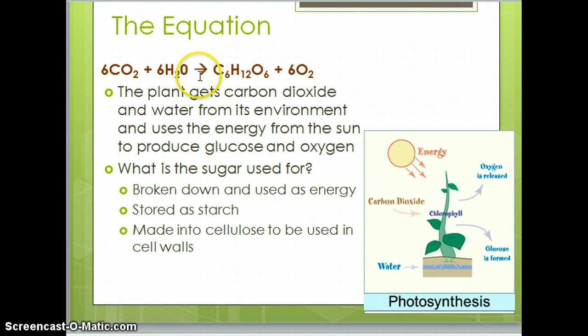The arrow means yields, and represents the chemical reaction itself. During a chemical reaction, atoms get arranged into new substances, but no new atoms are created or destroyed. So the carbon atom in carbon dioxide is incorporated into the glucose molecule. The oxygen in carbon dioxide is also incorporated into the sugar molecule, along with hydrogen from the original water molecule.